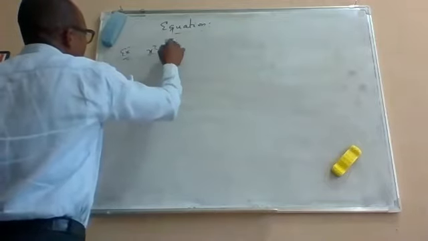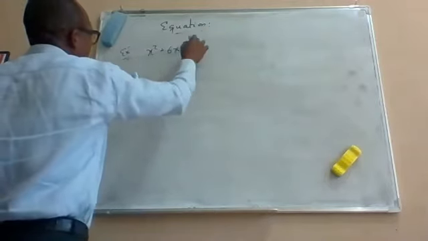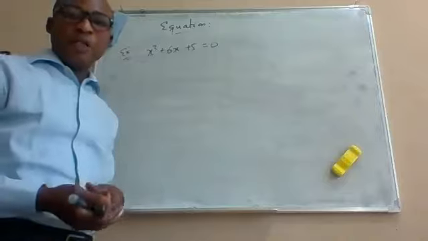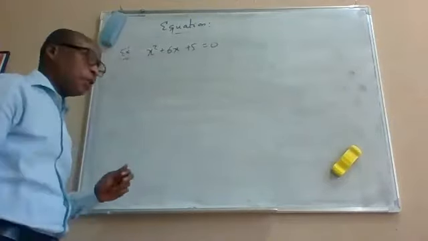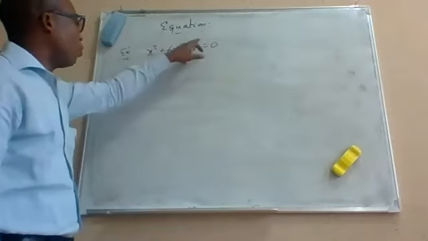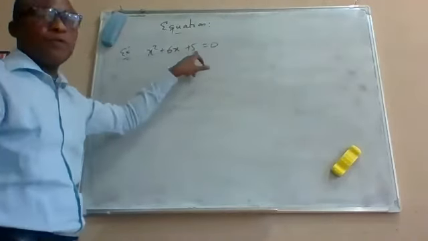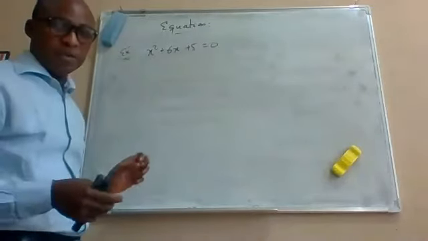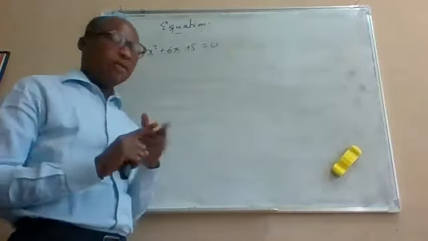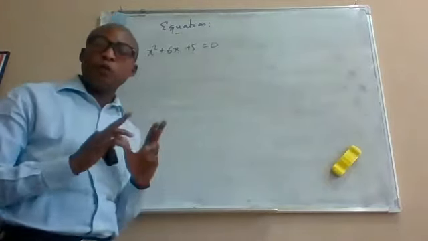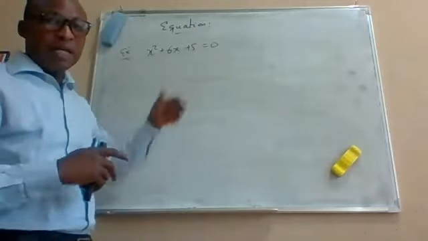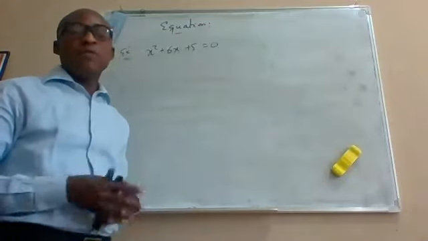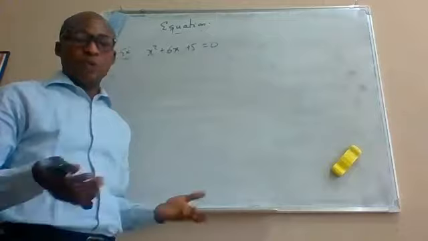x squared plus 6x plus 5 equal to 0. And we are to solve this using the factorization method. Now look at the idea of the factorization method. The idea is: what 2 numbers can you multiply that will give you 5, and when you add the same 2 numbers together, it must give you 6? The 2 numbers, as you can all see, are 5 and 1. 5 times 1 will give us 5. 5 plus 1 will give us 6.